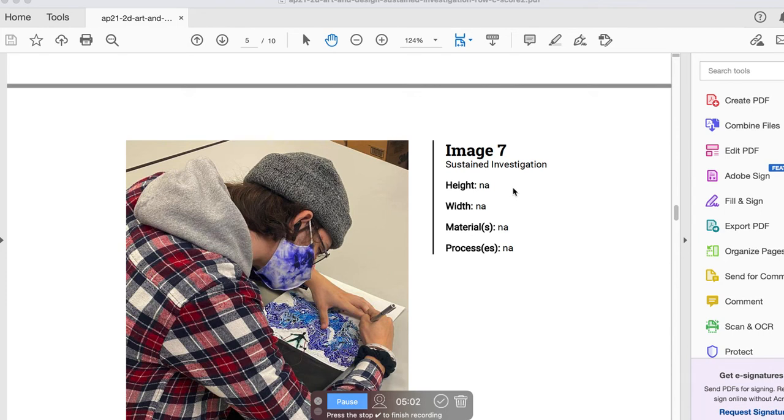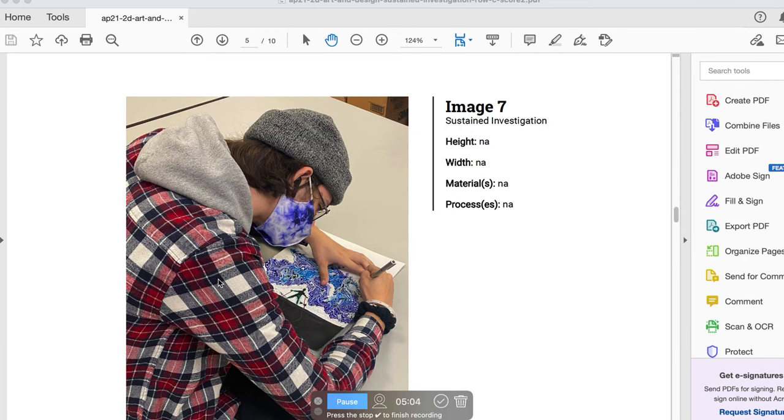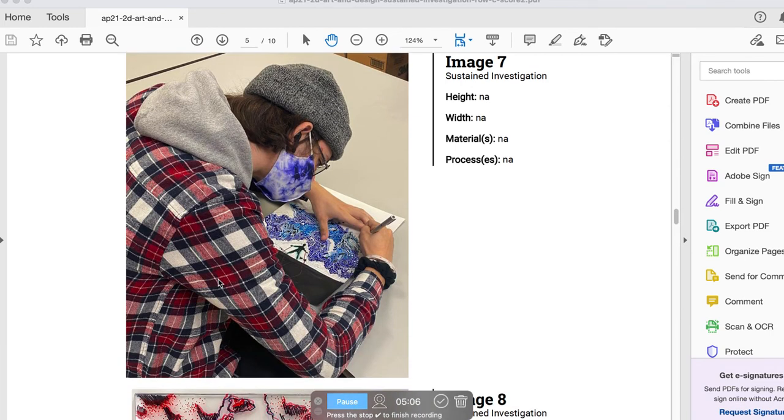And materials and processes are still telling us why you are showing us this piece. What materials are you using? And what process are you demonstrating?